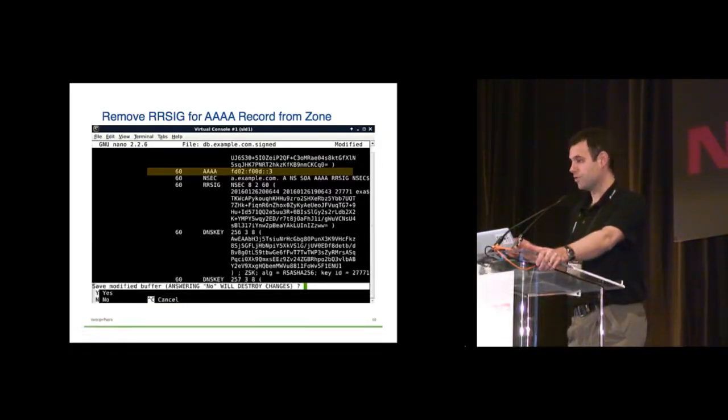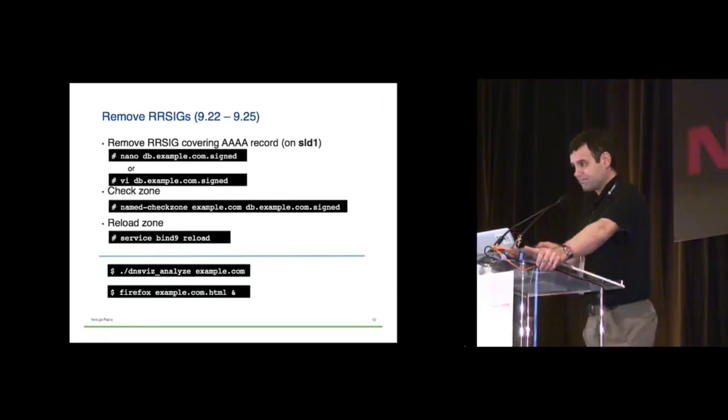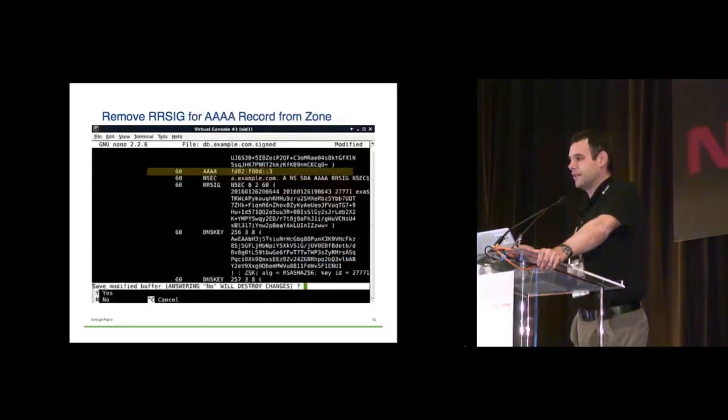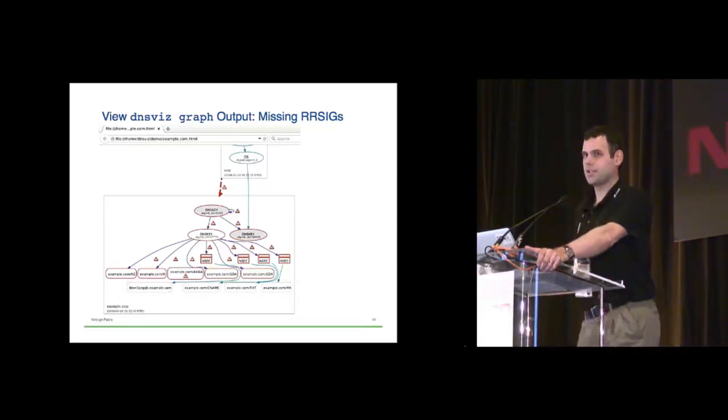Now, before you go any further, please run named-checkzone to make sure you haven't messed up that zone file, so that it will indeed load even in its bad state. Okay. And then run your reanalysis, and it should look something like this. And now, depending on where you removed the signature, and again I had, in the example, asked you to remove the signature from the quad A record.